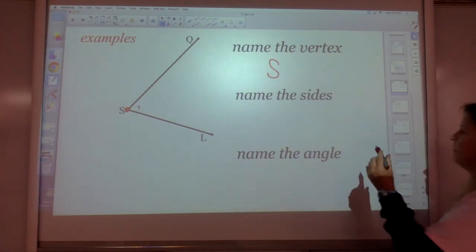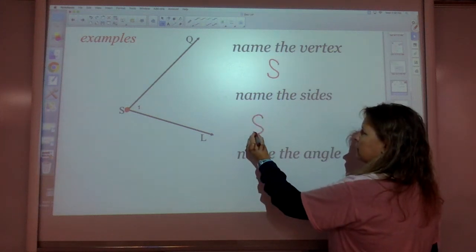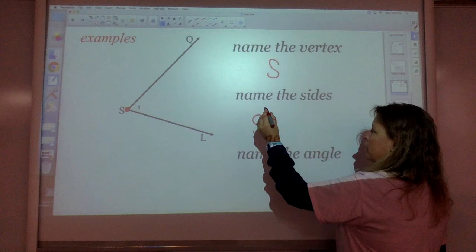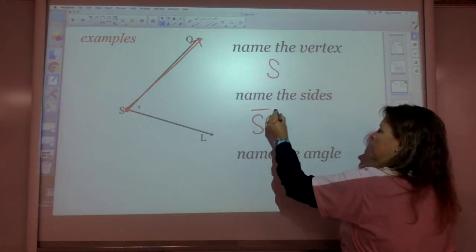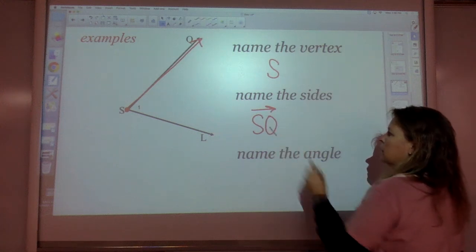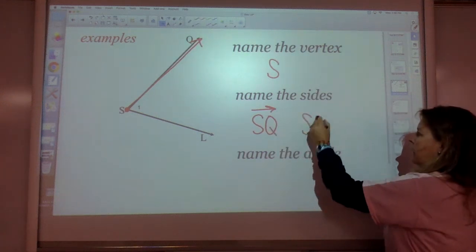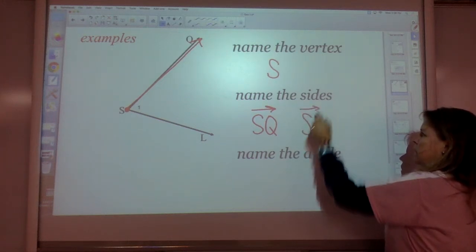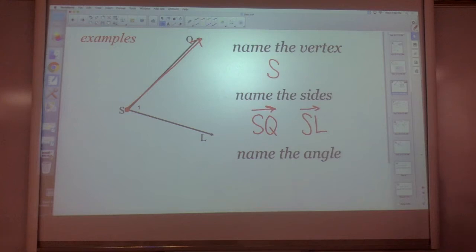Name the sides. We kind of already did that in our vocabulary. The sides have to start with the vertex and then go through one of the points. But because an angle is made up of rays, it has to be ray SQ and ray SL. Same initial point, two rays make up the sides.